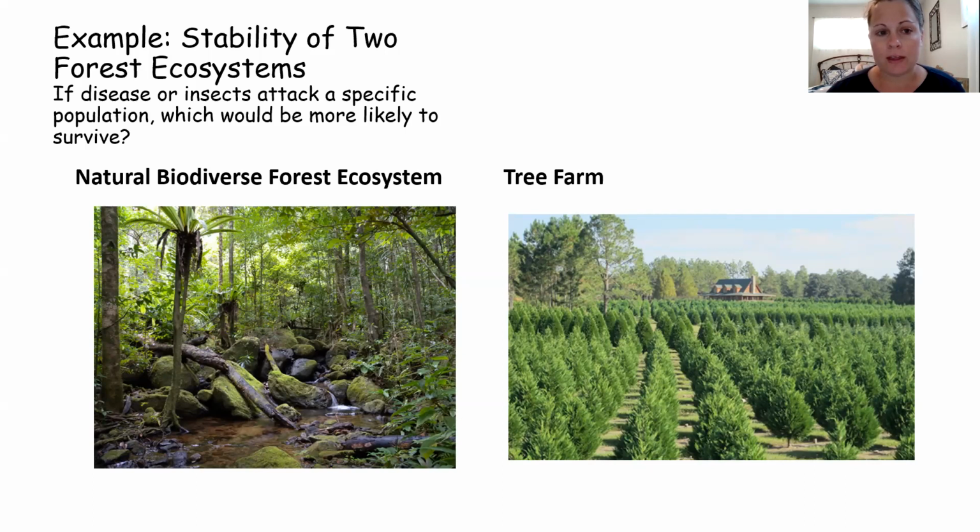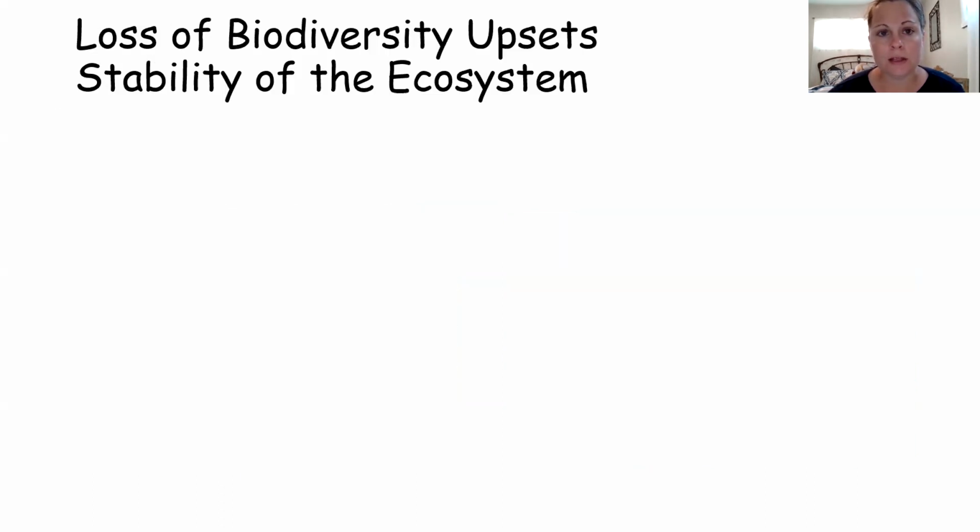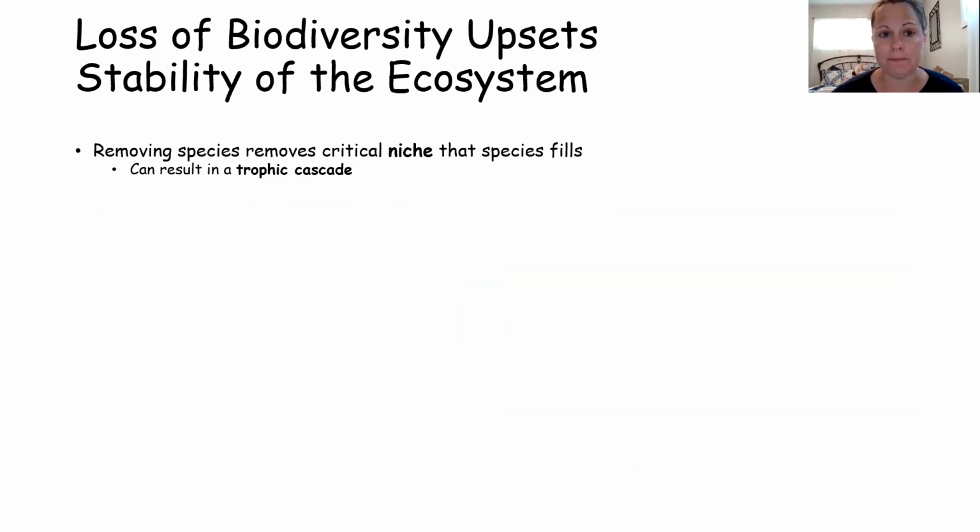So hopefully you're thinking that the natural biodiverse forest ecosystem would be more likely to survive if just one population were affected. The more different types of species you have, the more resistant the total ecosystem will be to destruction. The loss of biodiversity upsets the stability of an ecosystem. So we're just going to quickly talk about ways that biodiversity could be reduced or upset.